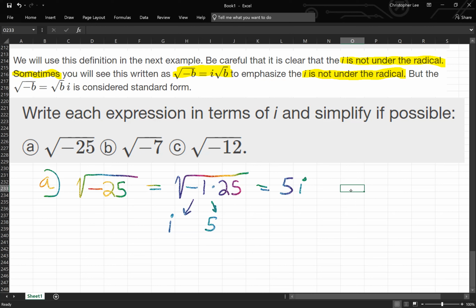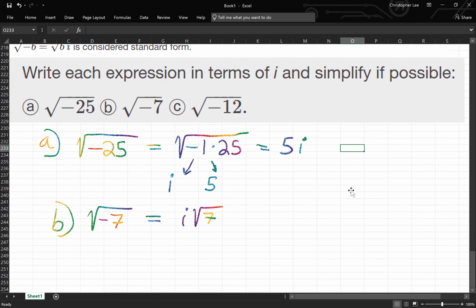So look at B now. B is a little more complicated. This is the square root of -7. Now there's no perfect square that goes into 7. So how I would want this answer is I square root 7, just like that. I is the square root of -1. We're going to get to that. That's coming.